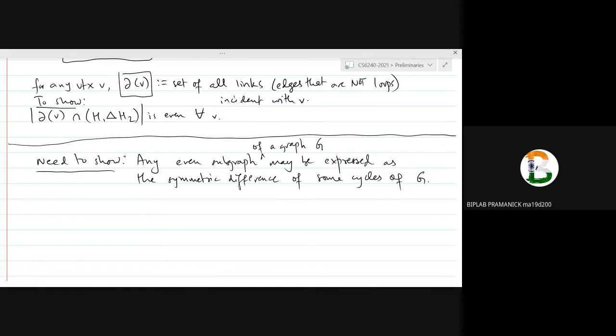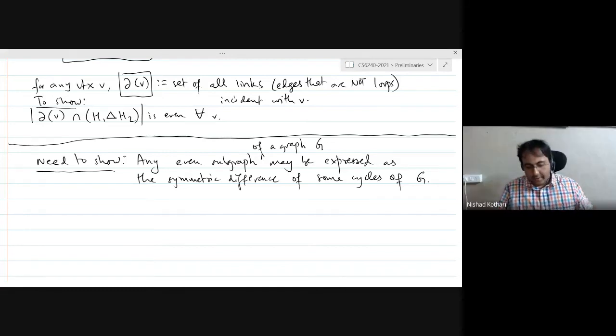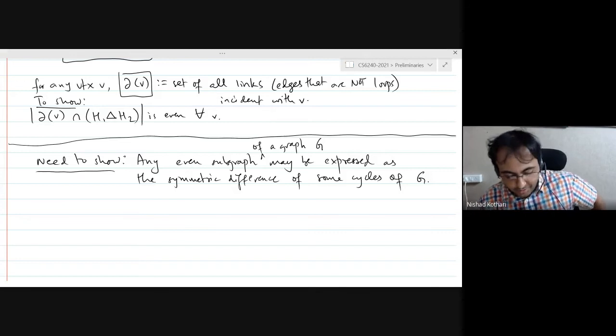Sir, in group theory, a subspace generated by one element or one vector means that they're taking linear combinations. That's right. So you're right, it is linear combinations, but it is the same as taking the symmetric difference of a bunch of elements. Right? Okay.